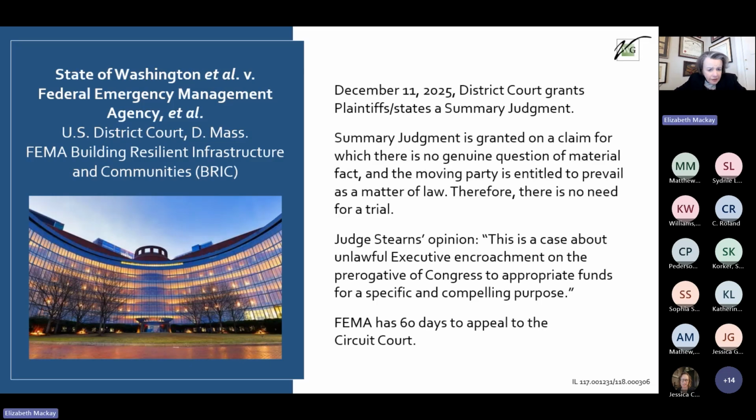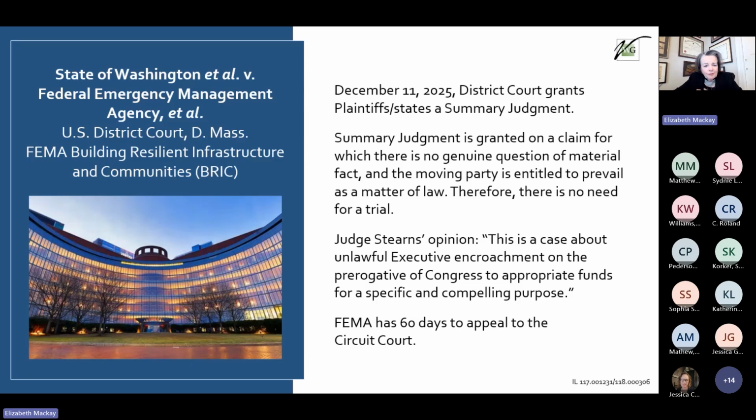And on December 11th last year, the district court granted the plaintiffs, or the states, a summary judgment motion. Now, a summary judgment is granted, as it states here, on a claim for which there's no genuine dispute of fact or material fact. So FEMA, no question, FEMA issued this announcement. Everybody knows the funding involved with BRIC. States, obviously, everyone knows what was apportioned to each state. So there really wasn't a question of material fact. Therefore, you don't need a trial.